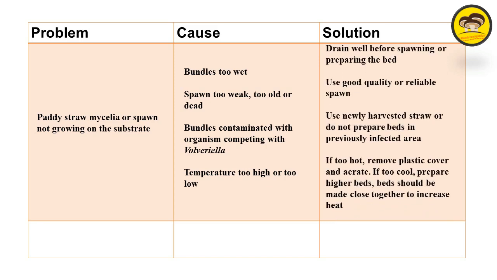Drain well before spawning or preparing the bed. Use good quality or reliable spawn. Use newly harvested straw or do not prepare beds in a previously infected area. If too hot, remove the plastic cover and aerate. If too cool, prepare higher beds. Beds should be made close together to increase heat.